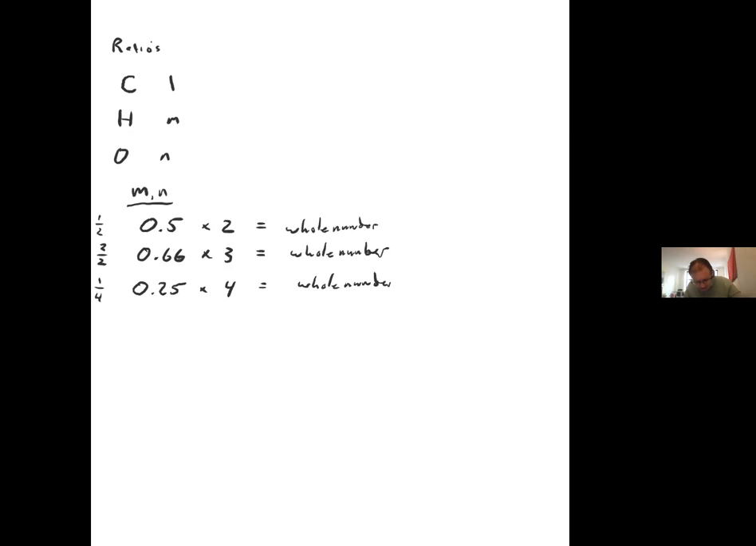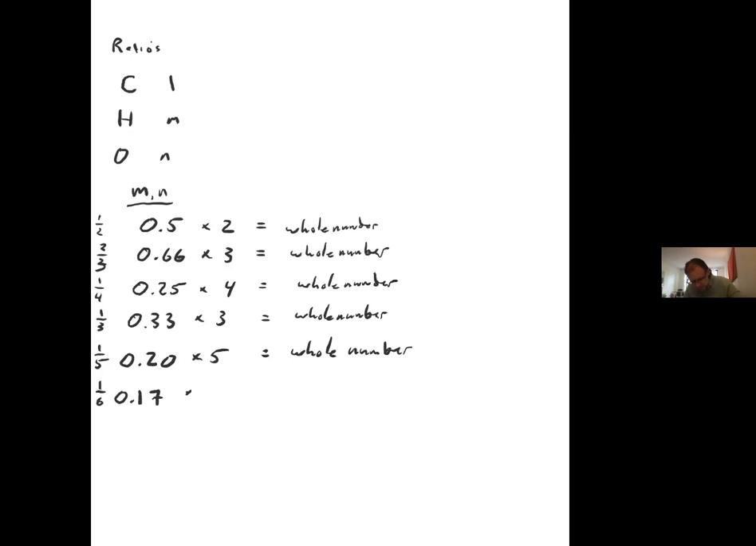Now here's another possibility, 0.33. Well, 0.33 is a third, so it's kind of like 2/3 in a way, right? You multiply by 3, and then that'll give you a whole number. Let's say you had 0.2. Well, that's 1/5. So you multiply that by 5, and that'll give you a whole number. And if you have 0.17, that's really a 1/6. So you multiply by 6, and that'll give you a whole number.